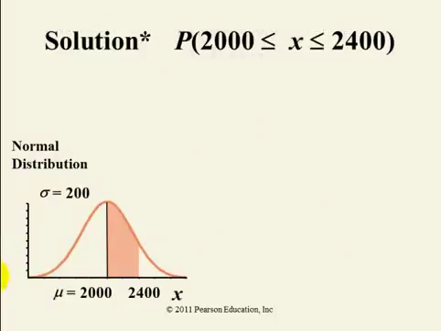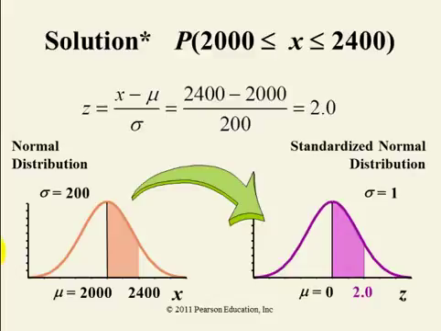So we want to graph it. There's our little graph. This is the probability that we're interested in. We transform it. It's 2 standard deviations. We look up 2 in the table. That's 0.4772. So the probability that the bulb will last between 2,000 and 2,400 is about 48%.